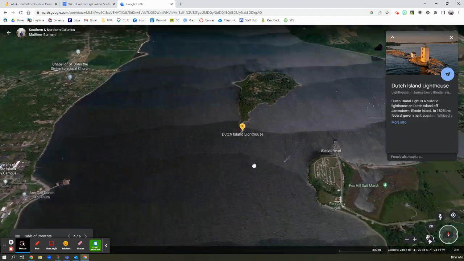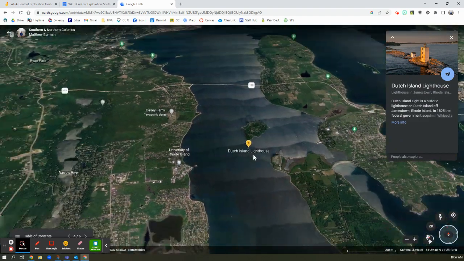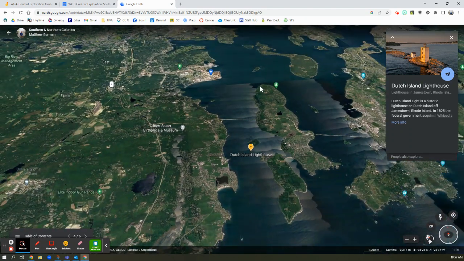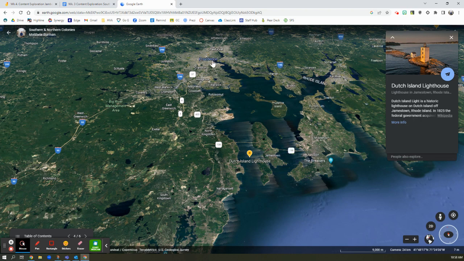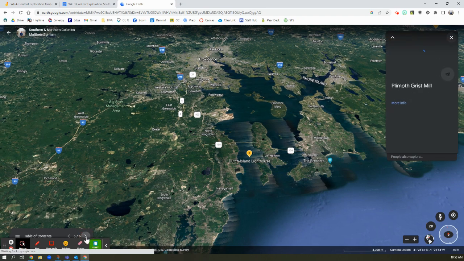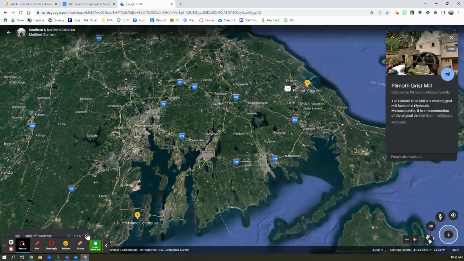Pop into 3D mode, but zoom out so you can see we're coming into a river in Rhode Island, but already you can kind of tell that it's different. It's got more large towns here because they would have had to have found a place where it was safe to dock the ships and then build a town around that. Next one was the Plymouth grist mill.